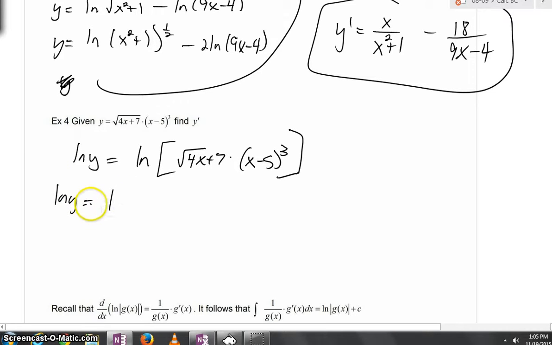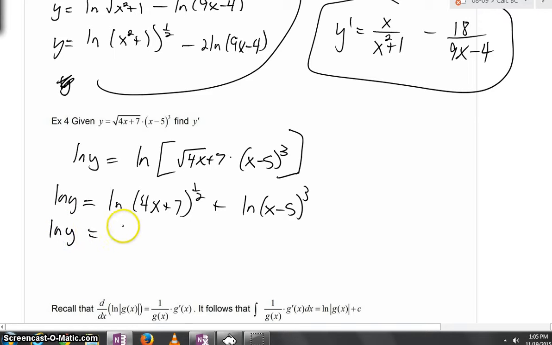This becomes natural log of, tell you what, how about I combine a couple steps? You know, we've got the video going too. Want to be our best with time, of course. But would you agree a multiplication inside the log means I can write an addition of 2 logs? Right? And we're going to take those powers and drop them down. Bring down that 1/2 natural log of 4x plus 7 plus 3 natural log of x minus 5.